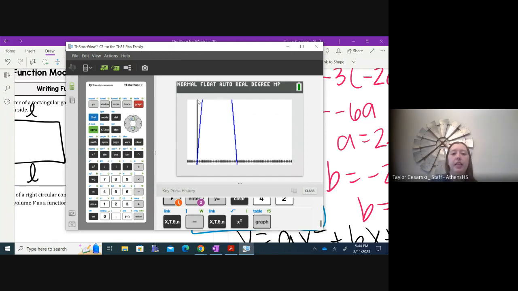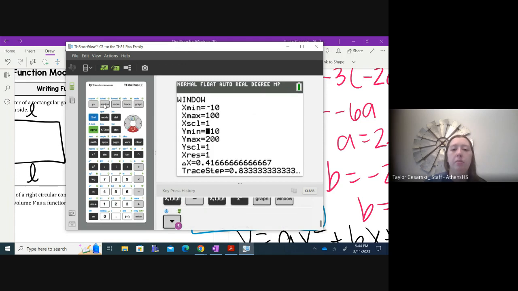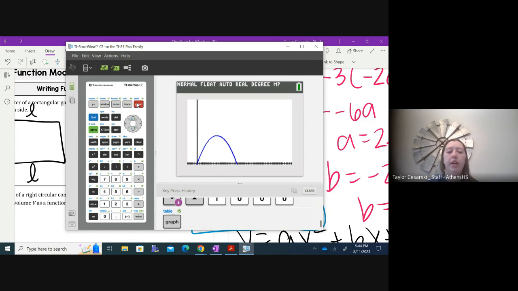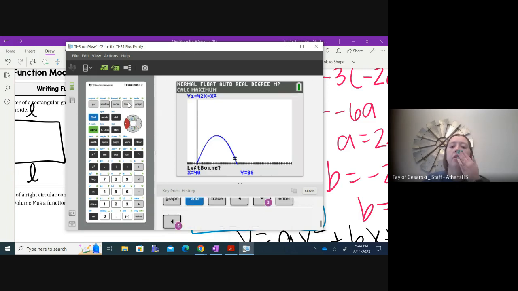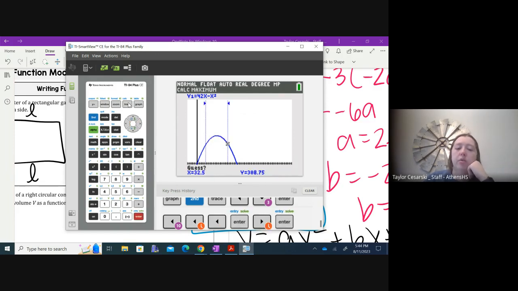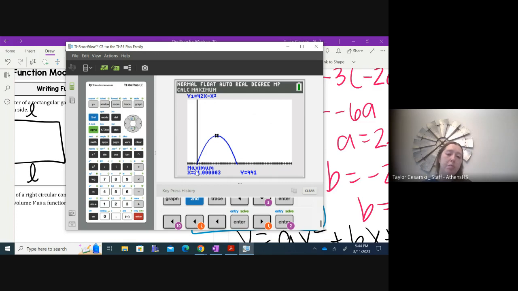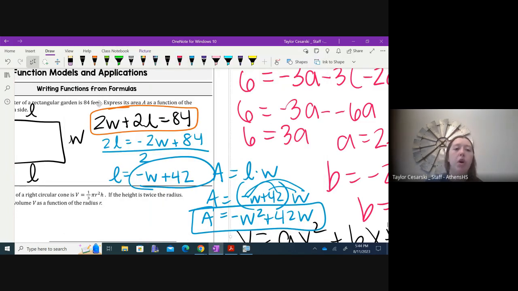Okay, I can see that it has some maximum point over here. So I need to move my y max up to maybe let's just do 1,000 just to hopefully get it there. All right, remember, if I was going to find the maximum, second trace, go down to maximum, somewhere to the left, hit enter, somewhere to the right, hit enter. When it says guess, hit enter again. Remember, that's just a rounding error. So what this tells you is the width that produces the maximum area is 21.